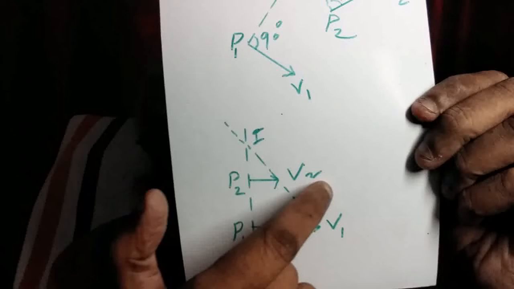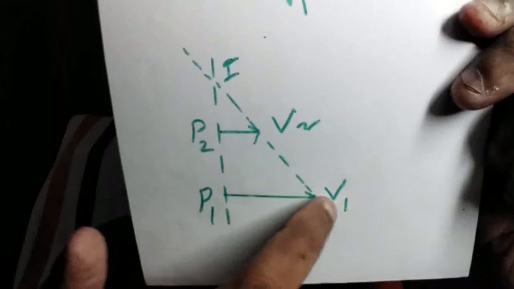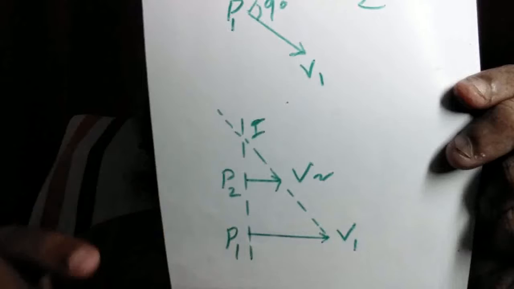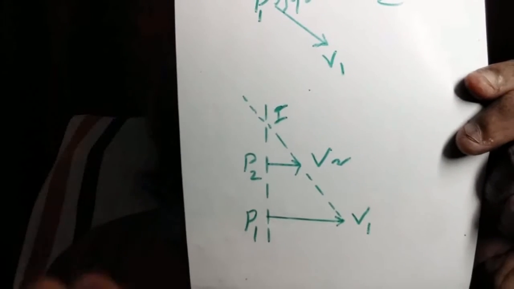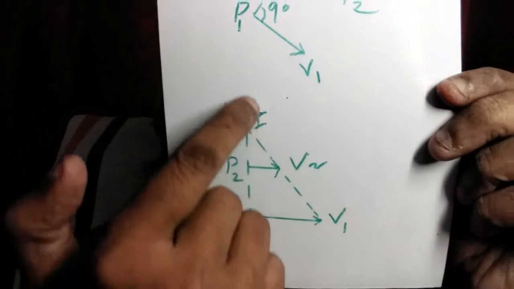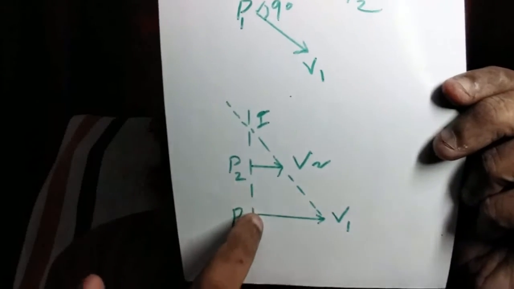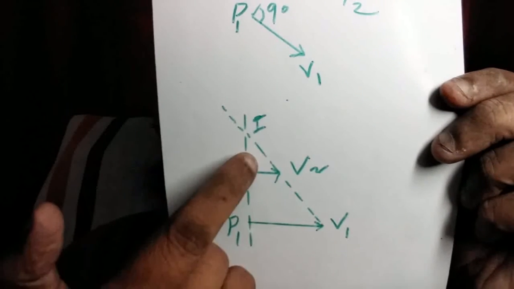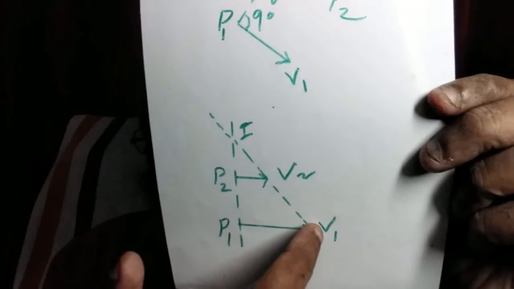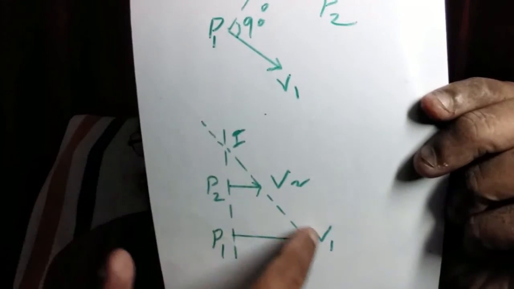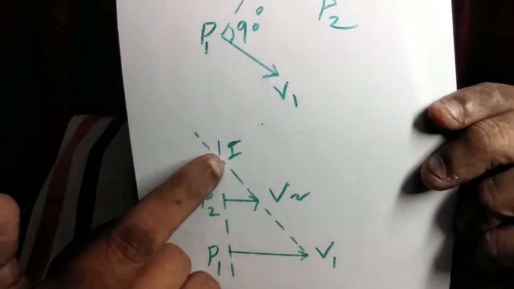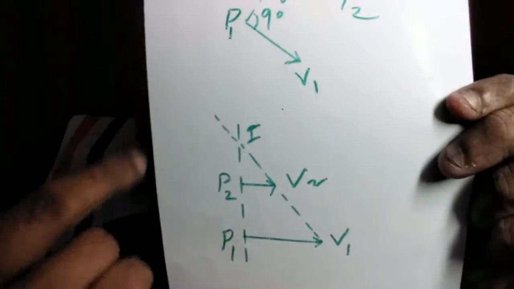in this figure. Velocity of P1 is V1 in this direction and velocity of P2 is V2 in this direction. Here the instantaneous center is located like this. Just draw a common perpendicular passing through the foot of each velocity vector. This is the common perpendicular. Next, you join the tips of these two velocity vectors. Here the point of intersection denotes the instantaneous center, I.